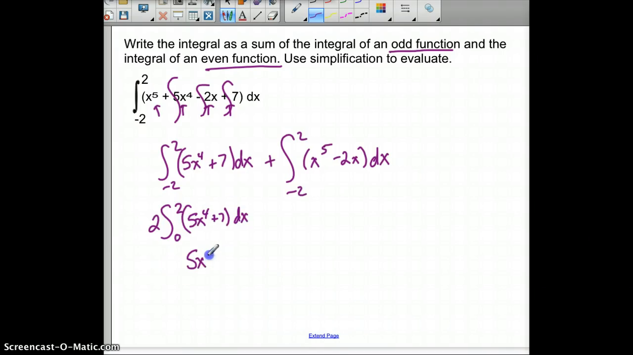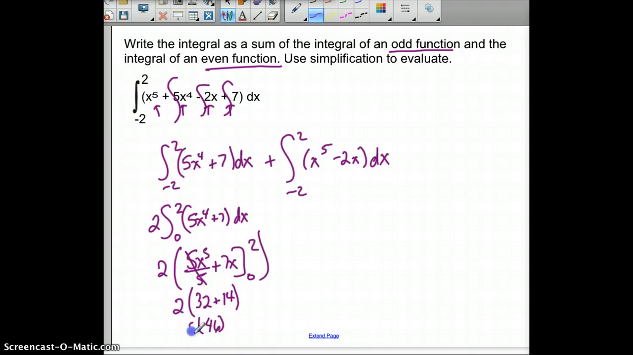So 5x to the 5th over 5 plus 7x from 0 to 2, and we're going to take that times 2. 2 to the 5th is 32, and 7 times 2 is 14. And notice that the 0 we don't have to write down, because when you plug it in it's just 0. So now our answer is 32 plus 14 is 46, and then times 2 is 92.